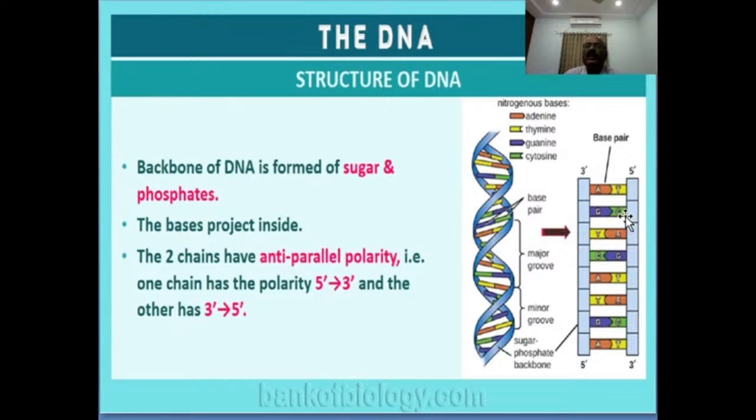So, two strands of DNA are connected with hydrogen bonds, and those hydrogen bonds were described by the scientist Fleming. So, the backbone of DNA is formed of sugar and phosphate. The bases project inside. The two chains have anti-parallel polarity. That is, one chain has the polarity 5' to 3' and the other has 3' to 5'.